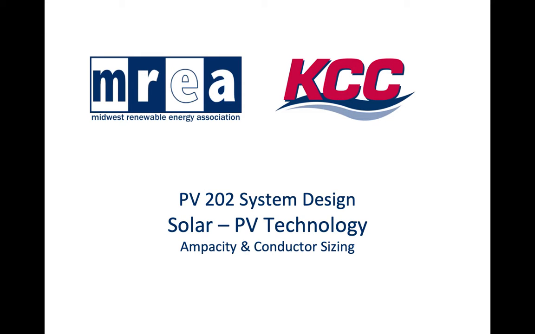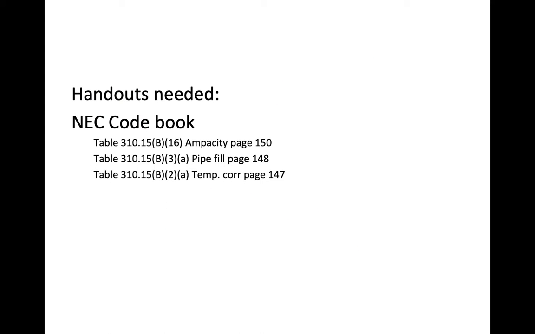Hi everyone, this is the Ampacity and Conductor Sizing lecture. Things you'll need for this lecture: you need the 2017 National Electric Code book. If you don't have that, use the handouts that I gave you in class, which are Table 310.15(B)(16) Ampacity tables, page 150 of the code book, Table 310.15(B)(3)(a) Pipe Fill Corrections, page 148, and Table 310.15(B)(2)(a) Temperature Correction, page 147 of the 2017 National Electric Code.